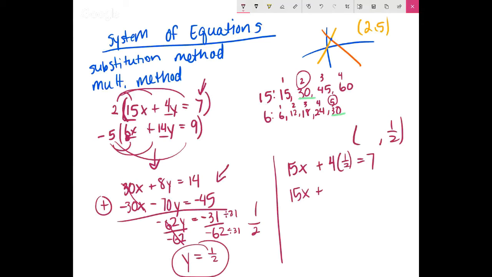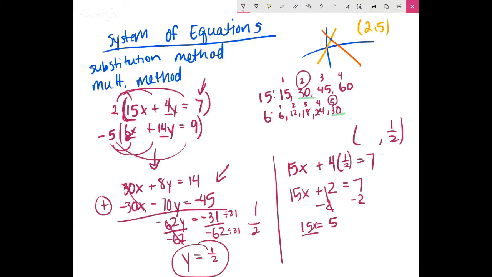4 times 1/2 is the same as 4 divided by 2, which is 2. So 15x plus 2 equals 7. And minus 2 on both sides, we want to isolate the x. That's why I'm doing this. 2 minus 2 is 0. 7 minus 2 is 5.